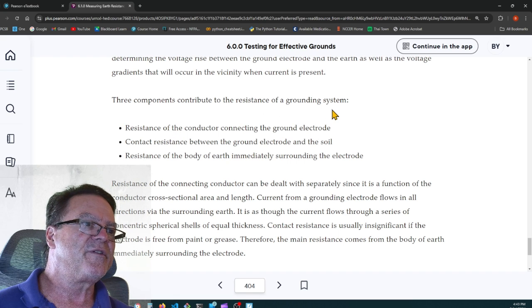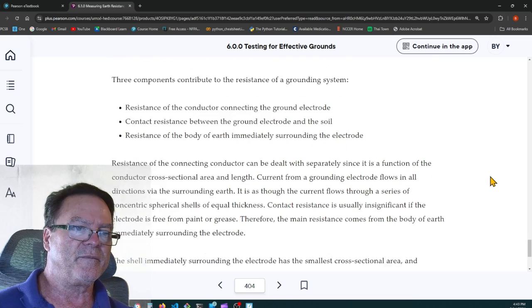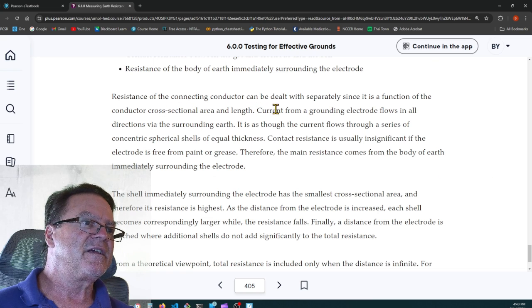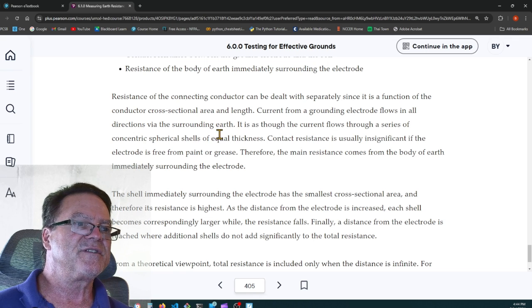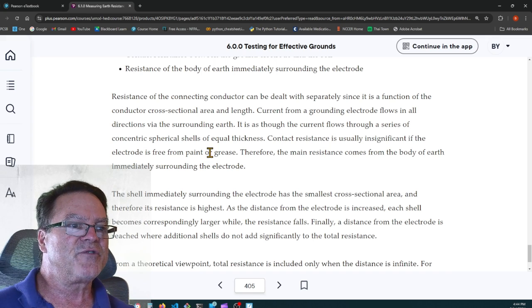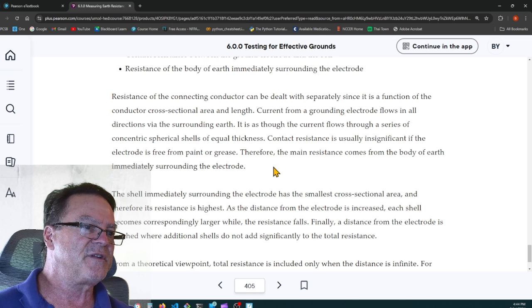So three components contribute to the resistance of a grounding system: the resistance of the conductor connecting to the ground electrode, the contact resistance between the ground electrode and the soil, and the resistance of the body of the earth immediately surrounding the electrode. Resistance of the connecting conductor can be dealt with separately since it's a function of the conductor cross-sectional area and length. Current from a grounding electrode flows in all directions via the surrounding earth. It's as though the current flows through a series of concentric spherical shells of equal thickness.